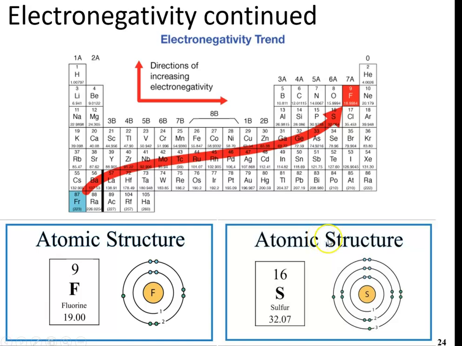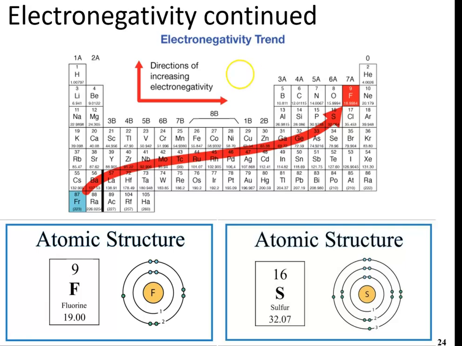To understand electronegativity, let's look at the periodic table of elements here. So, increasing electronegativity. As you move from left to right, the elements increase in how much they want electrons. And as you move from bottom to the top, the elements increase in how much they want electrons. So electronegativity increases.